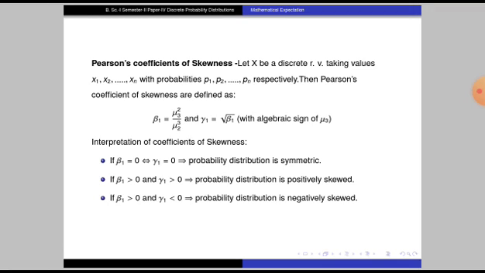When the frequency curve of a random variable is not symmetric, then we use the concept of skewness, and in such cases we are interested to know how or up to what extent the curve is asymmetric.